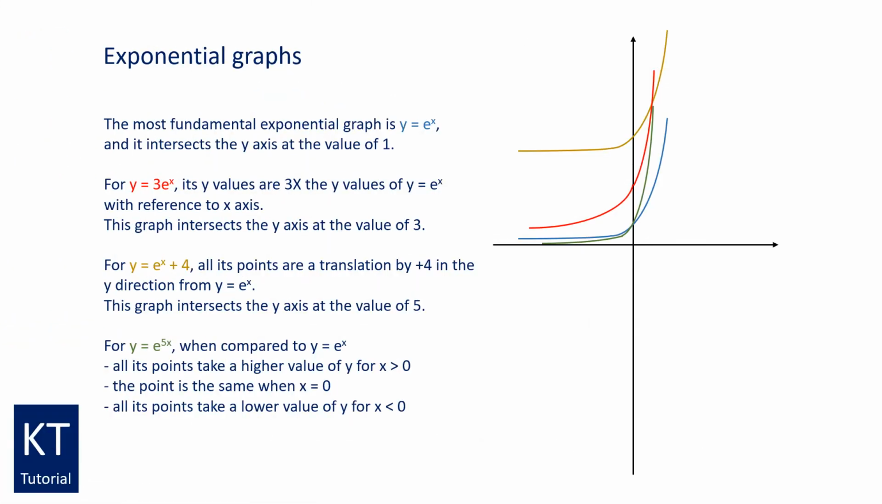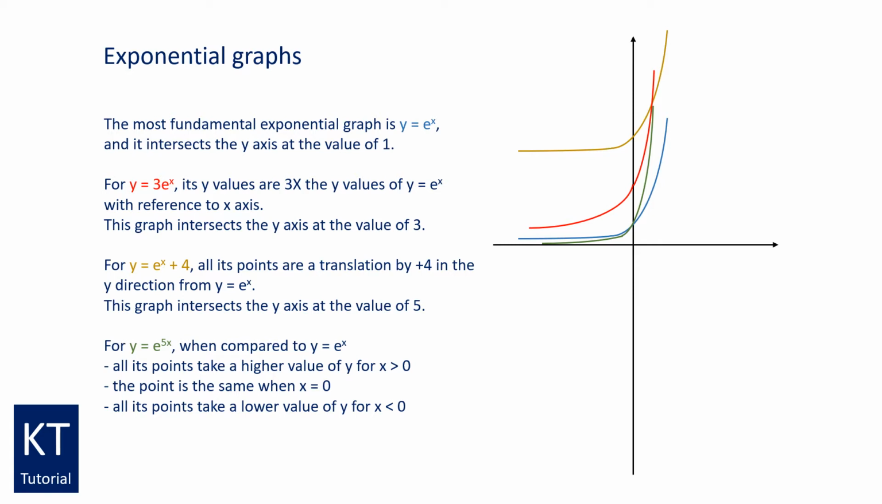The most fundamental exponential graph is y equals e to the power of x, as shown in blue. This graph intersects the y-axis at the value of 1. Moving on, y equals the product of 3 and e to the power of x, shown in red, would have its y values being 3 times the y values of y equals e to the power of x with reference to the x-axis. This graph will intersect the y-axis at the value of 3.